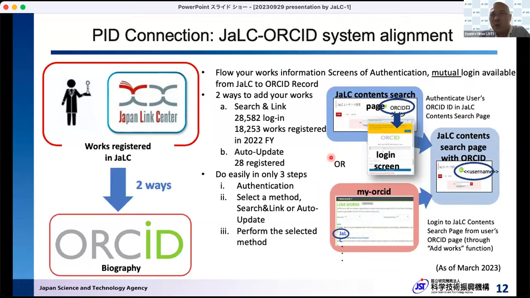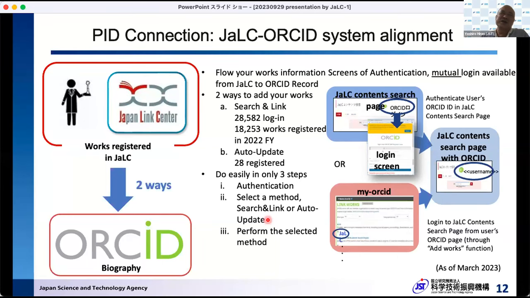Authentication. Authentication from the J-GLOBAL web page to the ORCID page, and from the ORCID page to the J-GLOBAL page, both ways are possible. In such a way, authentication is done, and then search and link or auto-update. Just do it. In such a way, works registered in J-GLOBAL will go to ORCID, to each person's works page. That's the integration we are doing.